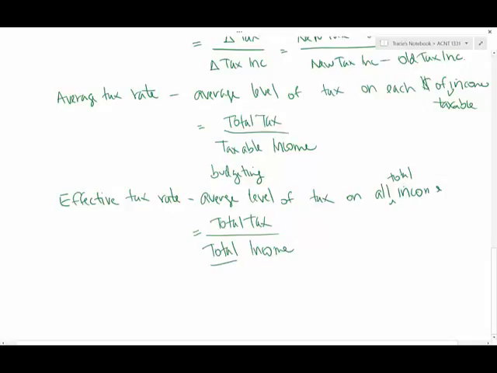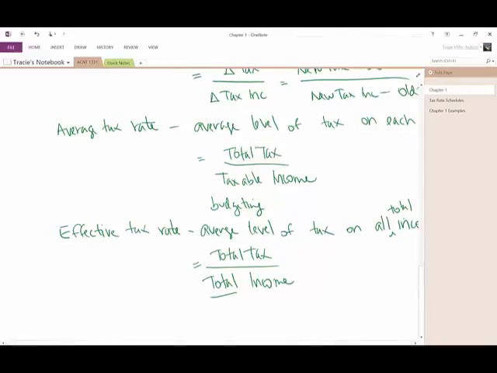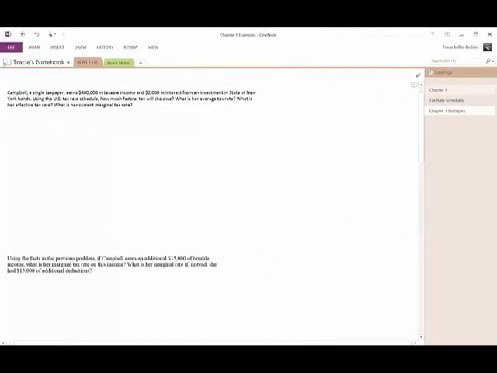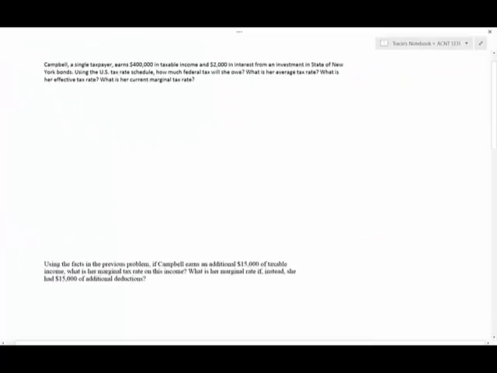And this one provides the best depiction of a taxpayer's tax burden. It's the one that really helps us understand exactly what a taxpayer is paying in taxes for all the income that they're getting. Okay, we're going to work two examples similar to homework problems that you have.